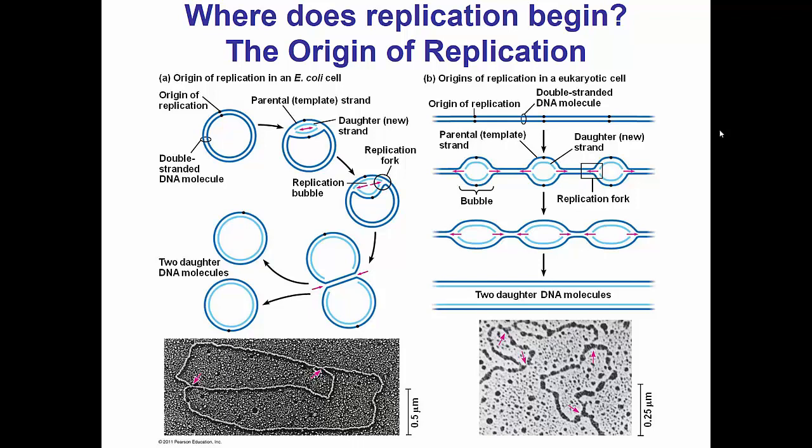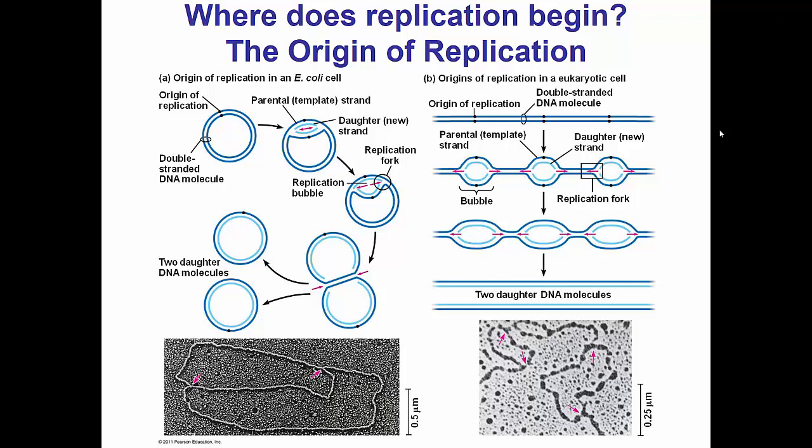So let's start our discussion by figuring out where replication begins. And the short answer is at a site in the DNA called the origin of replication. Generally, the origin of replication is a sequence of DNA that's really rich in A and T nucleotides, and that's because, if you recall, AT base pairs only have 2 hydrogen bonds, whereas GC base pairs have 3 hydrogen bonds, so it's easier to separate AT base pairs.